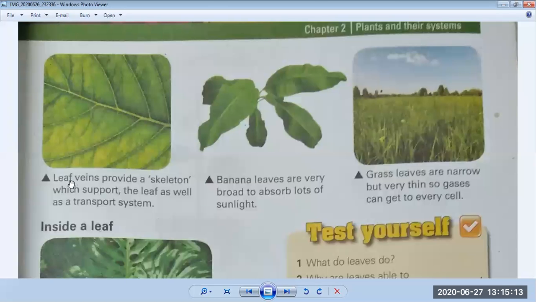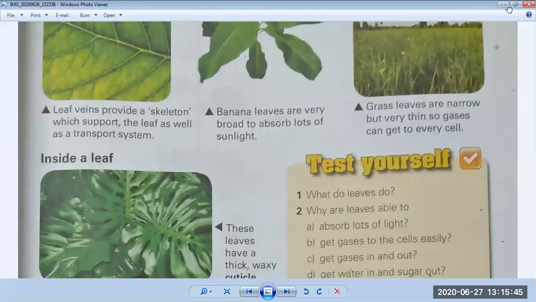What is the role of veins on the leaf? Leaf veins provide a skeleton which supports the leaf as well as a transport system. Now you can see they have also given us an example of banana. Banana leaves are very broad to absorb lots of sunlight. Okay, so there are grass leaves. You can also see grass leaves on your screen. Grass leaves are narrow but very thin, so gases can get to every cell. So different plants have different shapes of leaves.